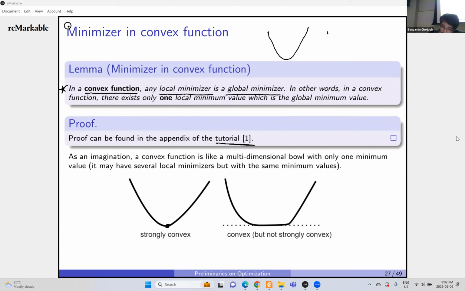However, this doesn't hold for a non-convex function, such as this. This is a local minimum, but this is not a global minimum. This case is convex, but it is not strongly convex. This one is strongly convex because of this. In this case, we have several local minimums and several global minimums. We might have several global minimums, but their function value should be the same.